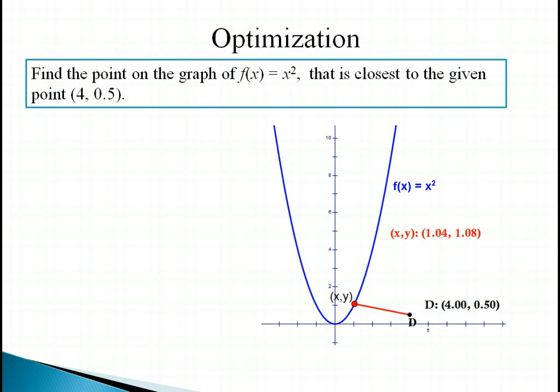Okay, let's try this problem. We have the graph of x squared, and we want to find the point that is closest to the point at 4 1/2 that we have drawn there. So we have this point D and this point xy. What we want to do is find the least amount of distance between those two points, where xy could be any point on the curve of x squared.